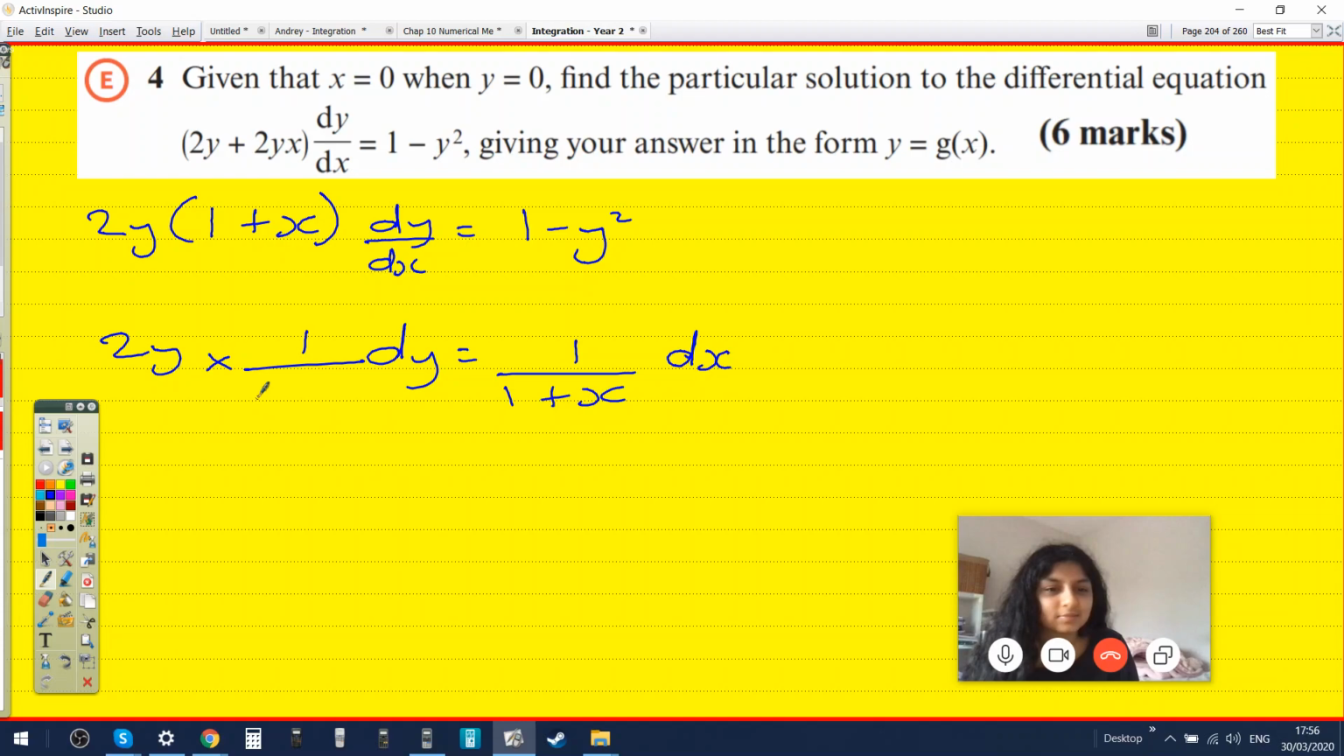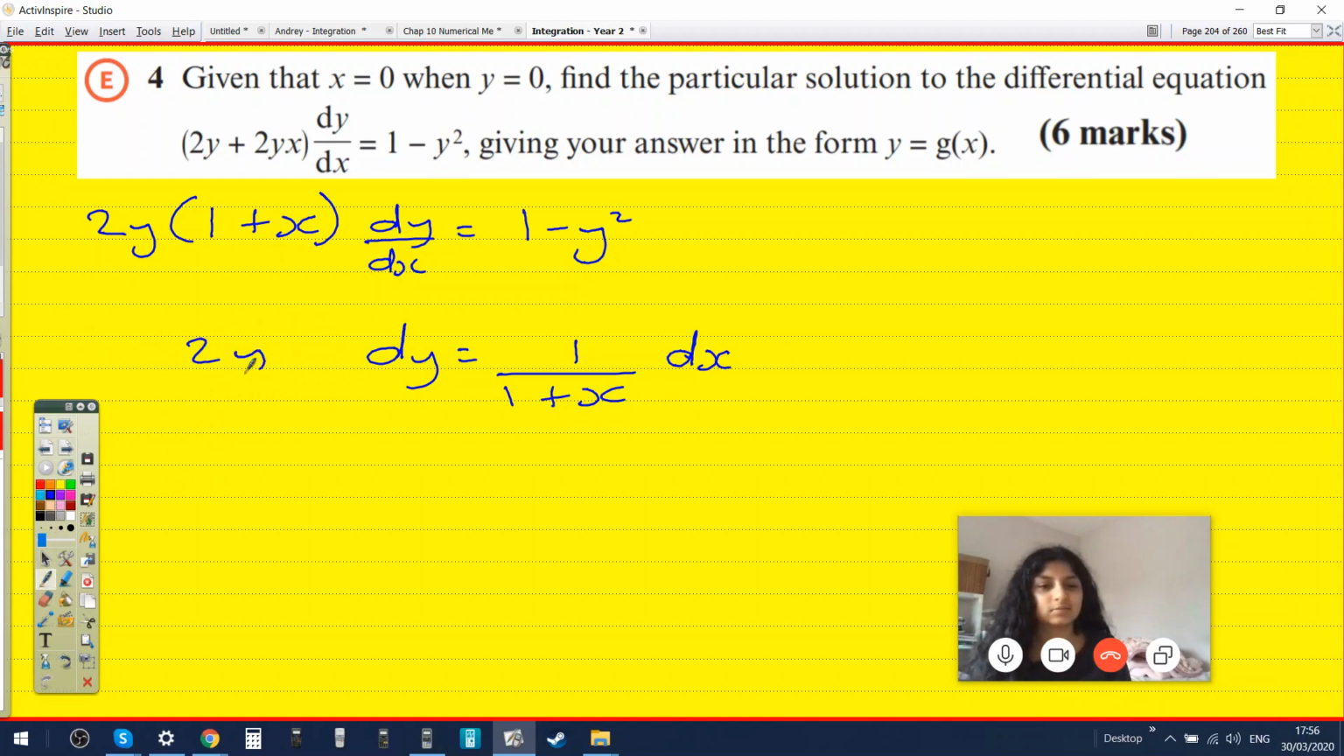1 over 1 minus y squared. Okay, what is next? On the left side, it's the derivative. 2y is the derivative of 1 minus y squared. Is it? No, minus 2y is. So you can just put in a minus and then put a minus outside the integral.